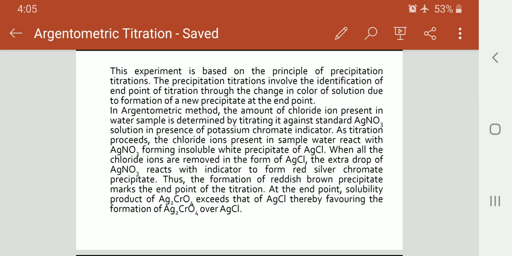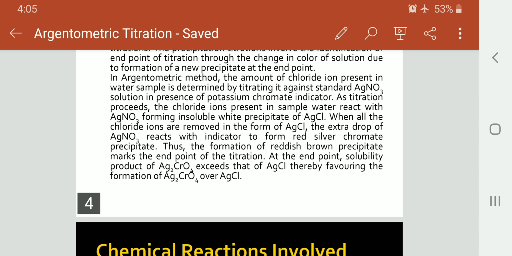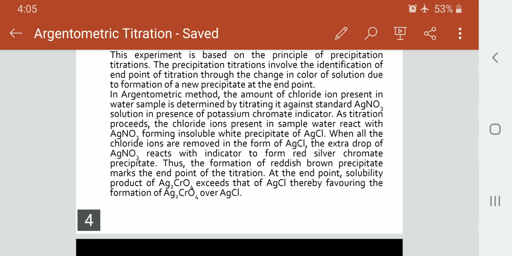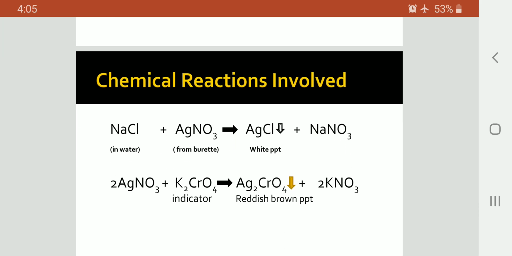Because of that only, it favors the formation of silver chromate over AgCl. So always remember the basic principle of precipitation. There is a relationship between the solubility product and the ionic product. As the ionic product exceeds the solubility product, that is why this has been precipitated out. So that is why the formation of the silver chromate has taken place.